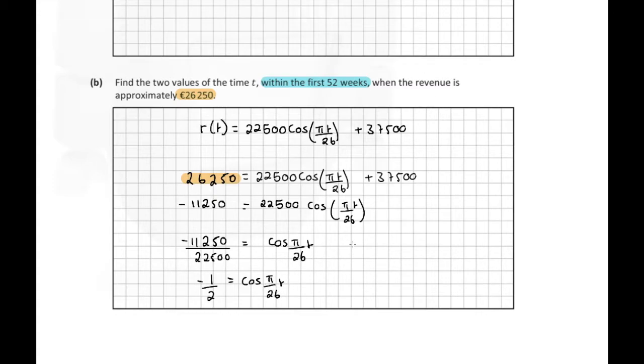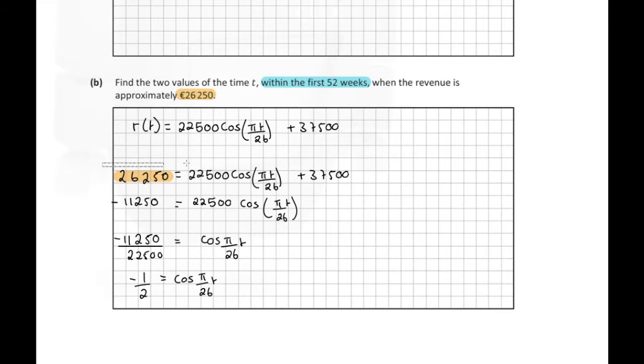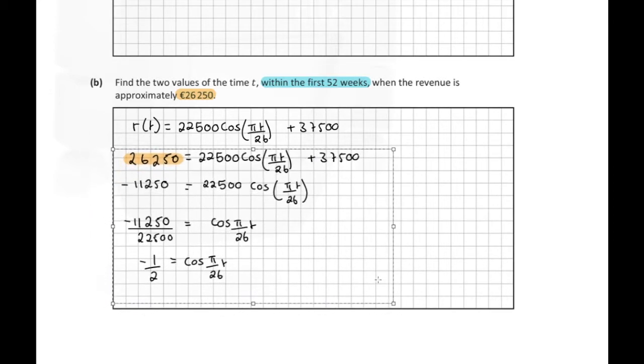Now we're at a stage that gets a little bit trickier. So far it was all straightforward. But if you look at what the question asked us for, it asked us to find two values for which we have a time t when the revenue is that. We would expect there to be multiple times if we're going beyond one year, because it's a periodic function. It's going to be cyclic. It's going to repeat itself several times over the years. But we're looking within the first 52 weeks, and 52 weeks is a year. So we're looking for within that first cycle.